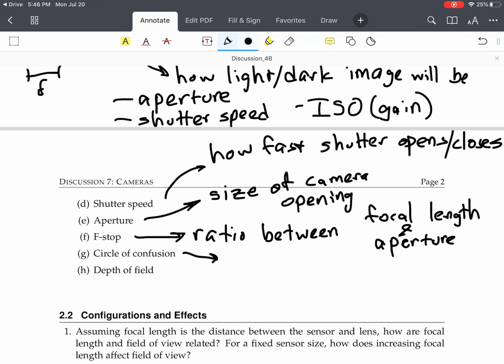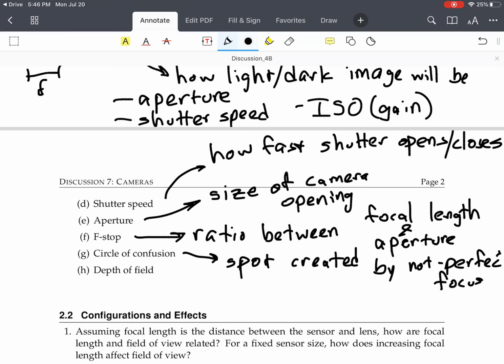Okay, next up, the circle of confusion. Oftentimes there are light rays coming in as a cone, and they get focused, but they're not perfectly focused. So it's a spot created by these light rays that aren't perfectly focused, and it's just a little bit of a blur. It's created by not perfect focus. To see some examples of this, I'd suggest checking out the lecture. There should be some images that give examples of the circle of confusion.